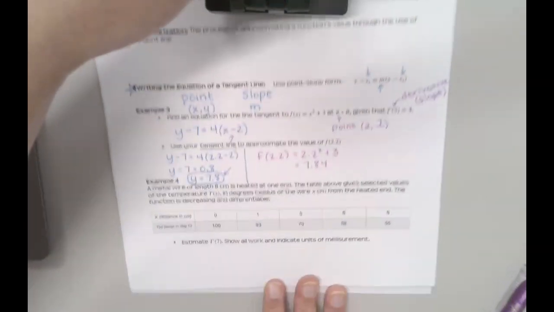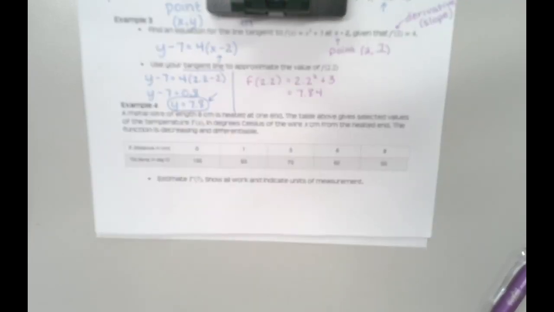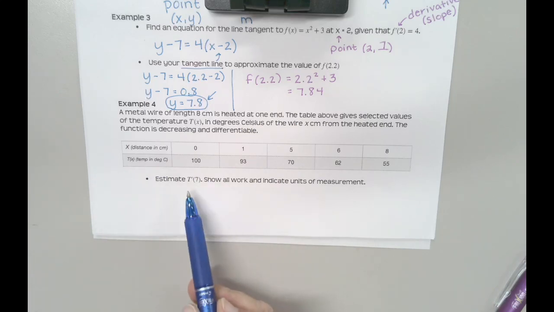Okay, last one here. Example 4. So we've got a metal wire, and we're heating up the one end, and obviously metal will conduct heat, so the rest of the wire will start to heat up. The table below gives selected values of the temperature in Celsius of the wire from the heated end. The function is decreasing and differentiable. Those words probably don't mean too much to you right now. Those will be important in the long run. You'll probably see this same example pop up somewhere else, and I'll have more bullet points after it. This is to estimate T prime of 7.